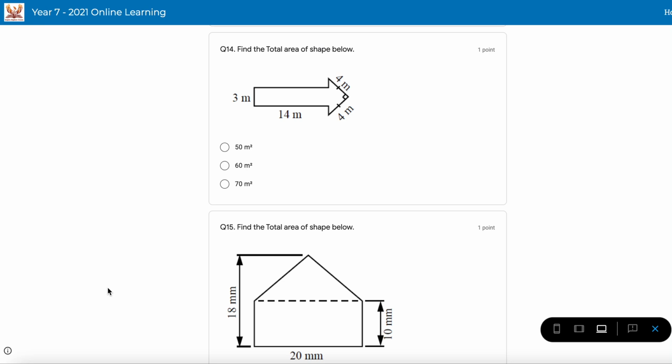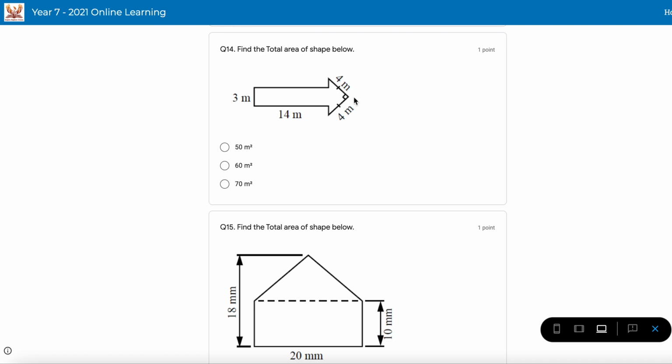Okay, find the total area of shape below. So we've got another composite shape here. It's clearly made up of a rectangle over here, and a triangle over here as well. If we were to draw a line that cuts down through here and separates this shape into a rectangle and a triangle, we can see that this is a right angle triangle here.